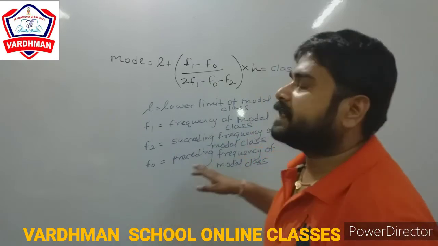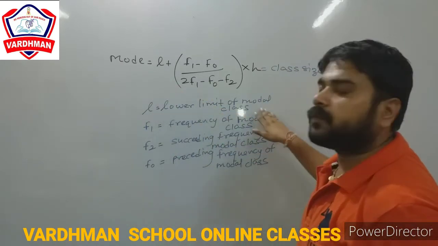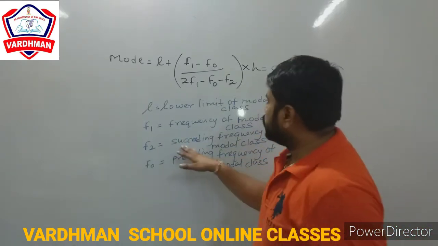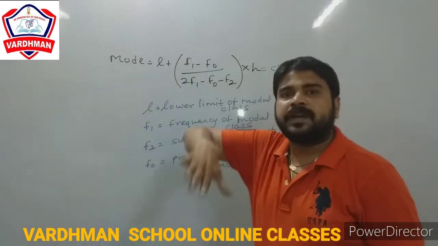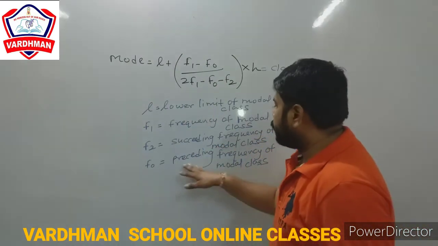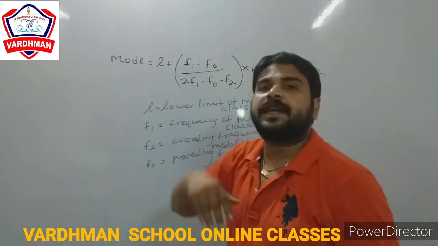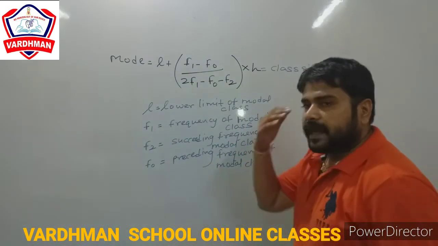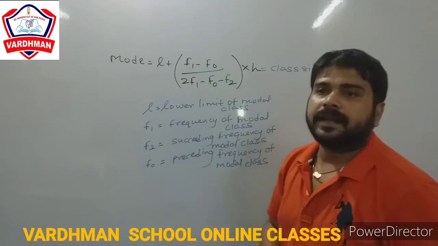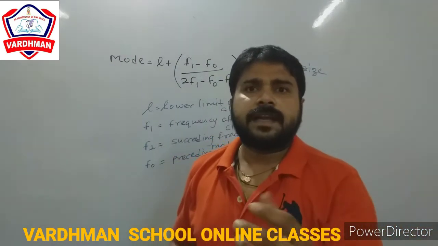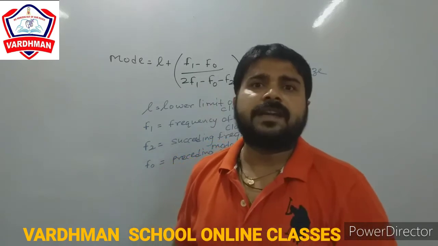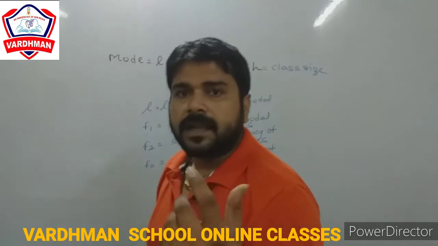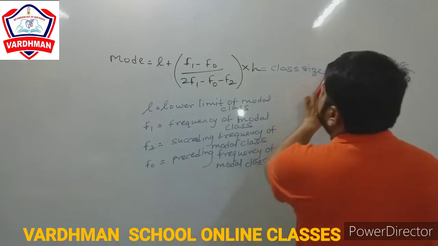So this is the abbreviation: L is the lower limit of modal class, F1 frequency of modal class, F2 succeeding frequency of modal class, that means just below F1, F0 preceding frequency of modal class, that means just above F1, and H is the class size. Now, what is the modal class? In the question we check which class has the highest frequency, that class will be our modal class. Okay, now take one example.